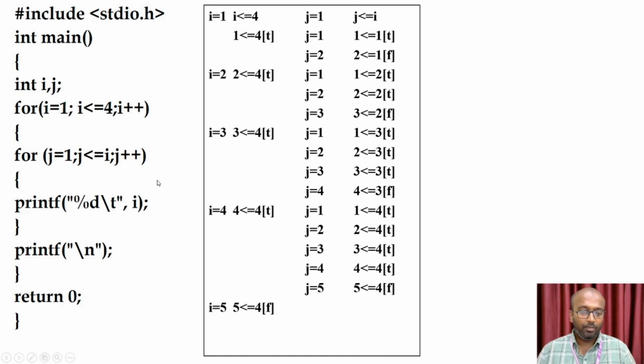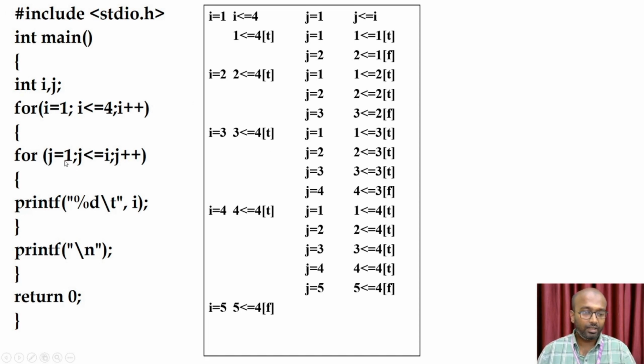Then the value of i becomes 5, the condition checked is 5 less than or equal to 4. Since the condition is false, the program terminates. And this is the working procedure of a nested for.